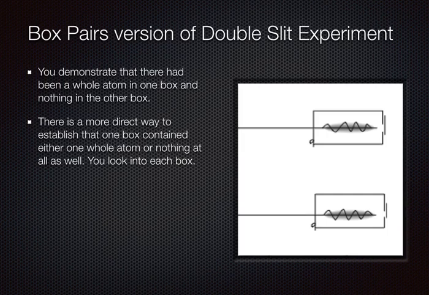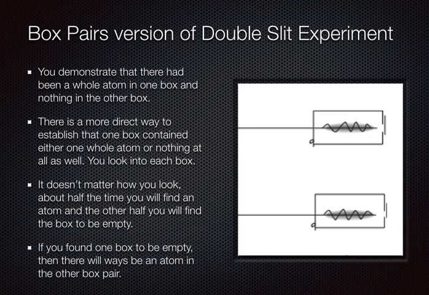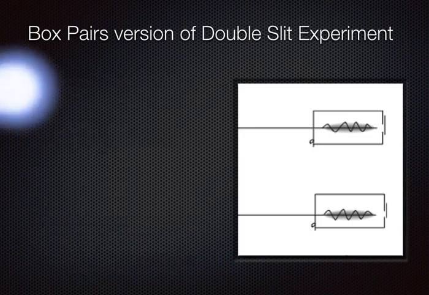If we were to look inside this box, of course we're talking about an atom, so we'd have to use some type of measuring device. But as soon as we measure it, what happens? It collapses and we're not going to see interference. It doesn't matter how you look. About half the time you'll find an atom in the box, and the other half the time you won't, because it's 50-50. Really simple probability. If you found one box to be empty, then there will always be an atom in the other box.